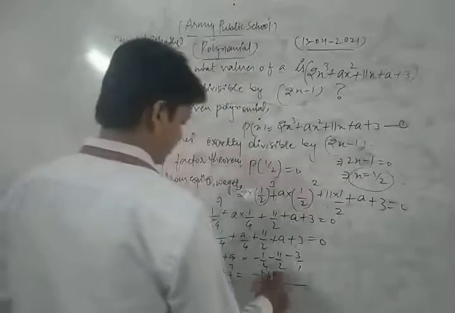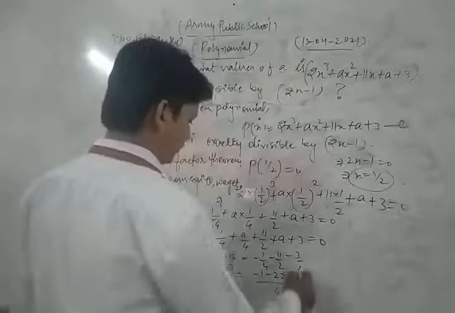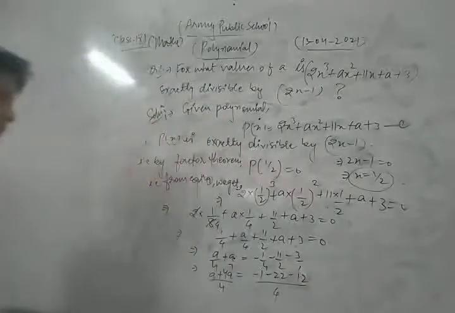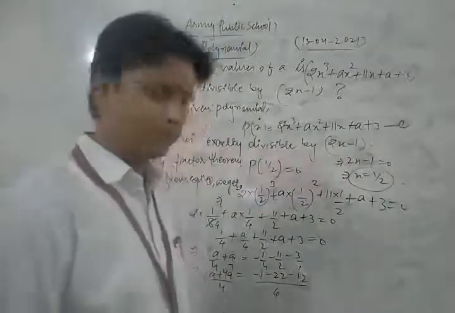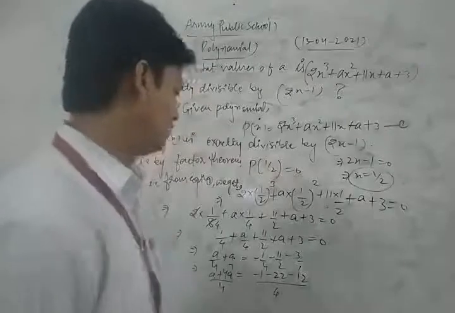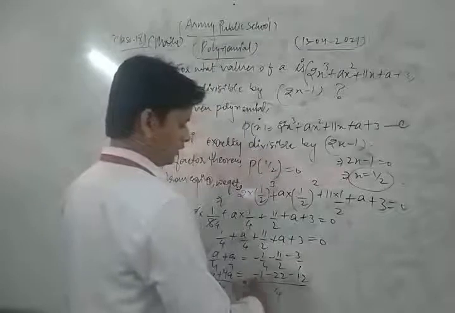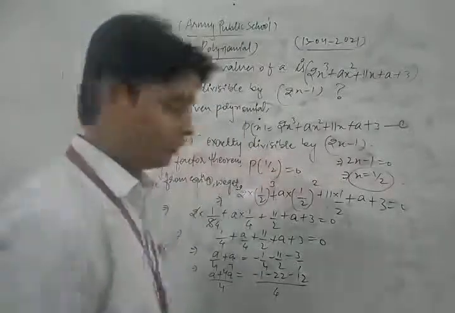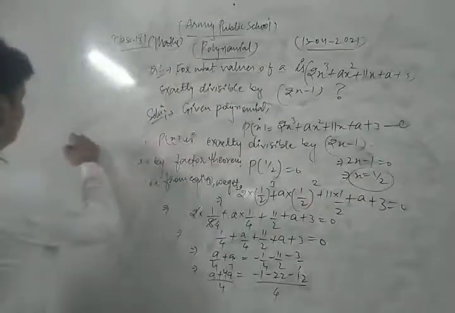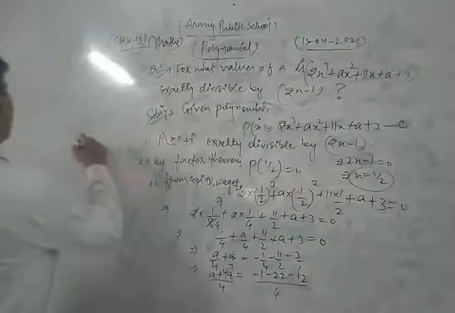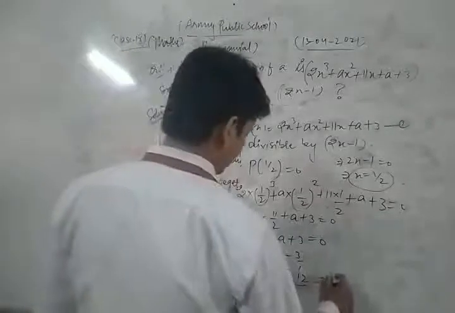This is minus 1, minus 2 elevens are 22, minus 4 threes are 12. Now we get minus 22, minus 1, minus 12. Adding them, we get 22, 12 and 1, which is 35. So we get minus 35 upon 4.